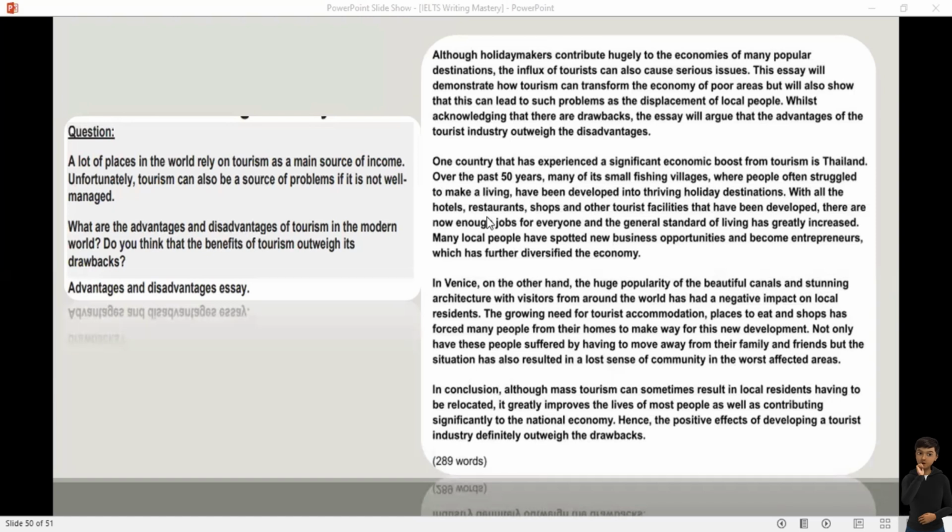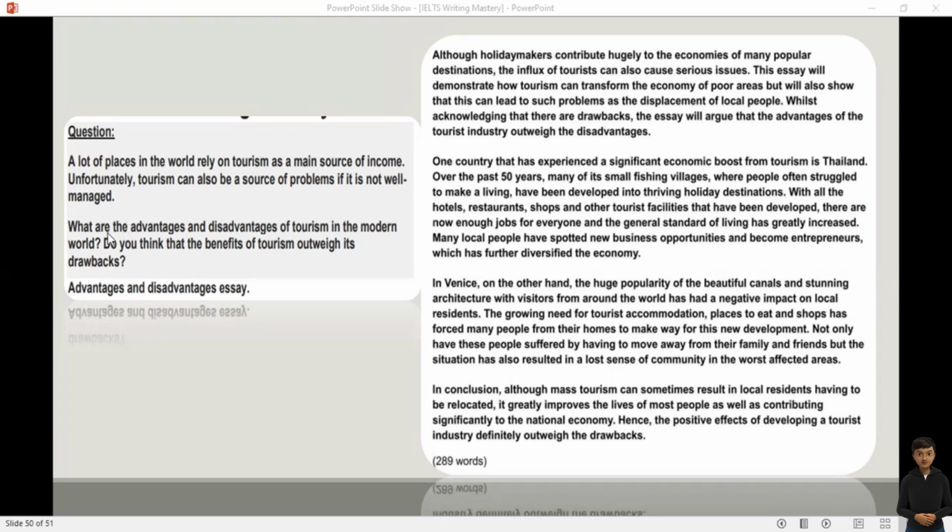All right, so at number 4, we have the advantages disadvantages essay. So here the question is: a lot of places in this world rely on tourism as a main source of income. Unfortunately, tourism can also be a source of problems if it is not well managed. There are advantages and disadvantages of tourism in the modern world. Do you think that the benefits of tourism outweigh its drawbacks? So here we have the difference.